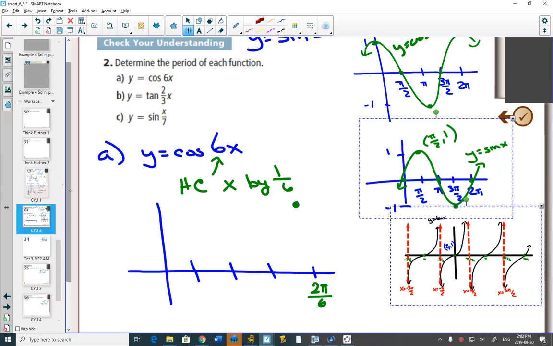Now we have to label all of these other ones. And when labeling the other ones, if you figure out what one full period is, which is 2 pi over 6, does it make sense that the middle dash is going to be half of your period? So if this is 2 pi over 6, if I cut that in half, this will be 1 pi over 6. And the first dash is half of this one. So what's half of pi over 6? Pi over 12.